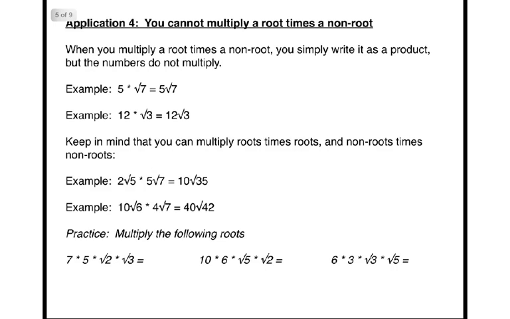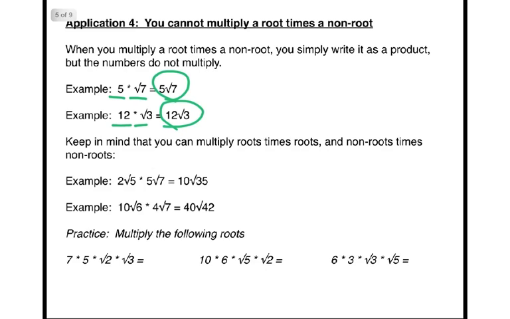Application 4. You cannot multiply a root times a non-root. When you multiply a root times a non-root, you simply write it as a product, but the numbers do not actually multiply. For instance, the whole number 5 times the root 7 is simply 5 root 7. You just write it down. They're being multiplied. Likewise, 12 times root 3 is simply 12 root 3. Nothing more can be done.